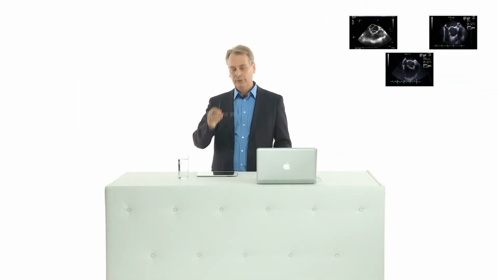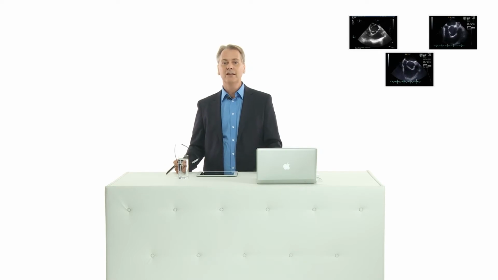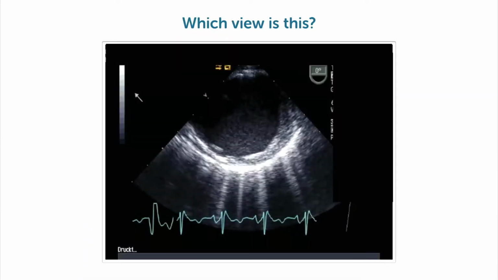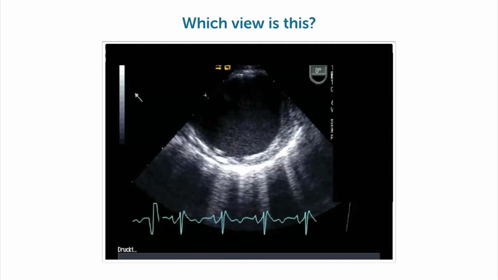So with transesophageal echo, we're able to study even details of the aortic valve, and it is definitely superior to transthoracic echocardiography in detecting congenitally abnormal valves. Which view is this?